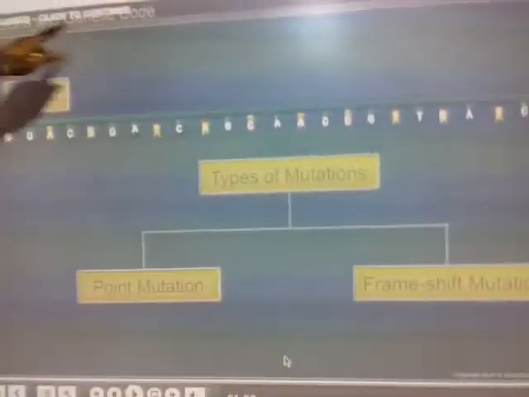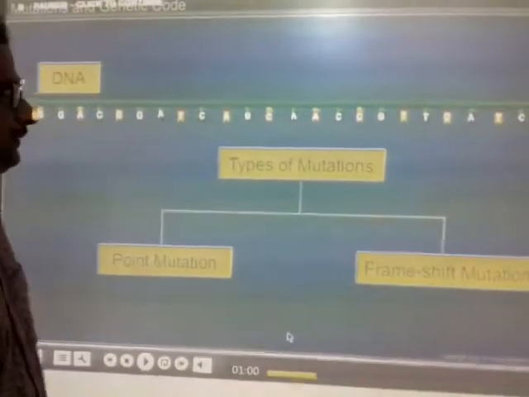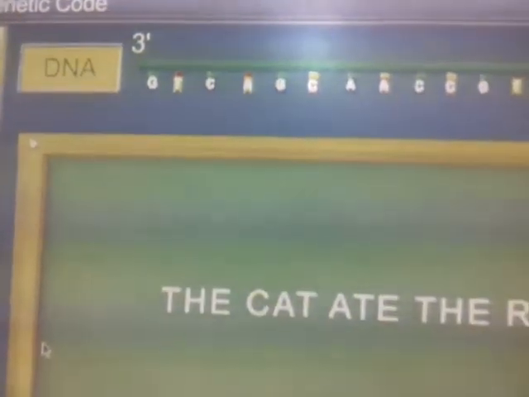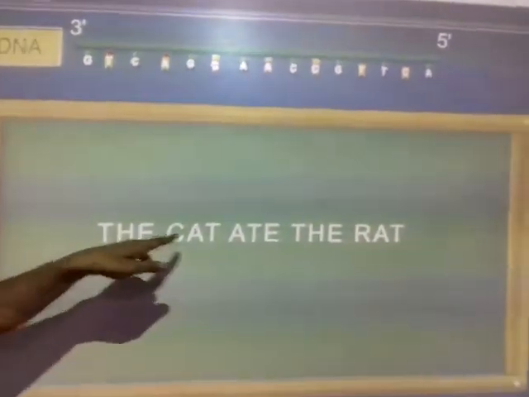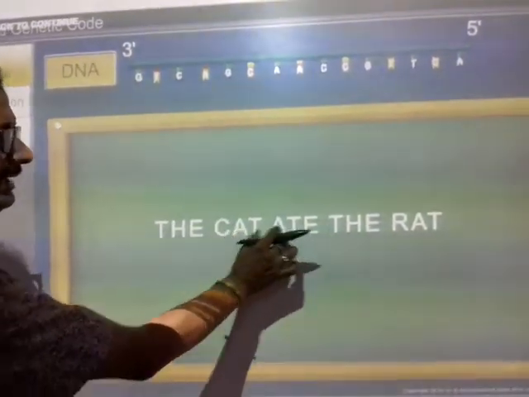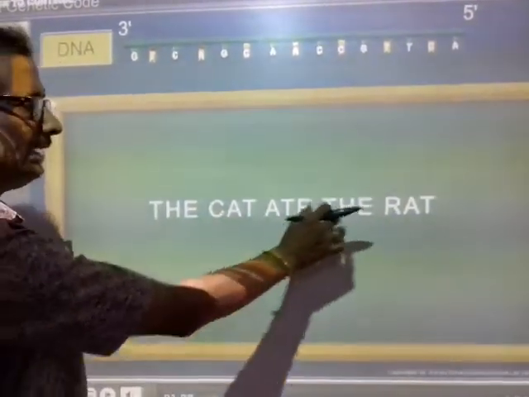So you can see here the types of mutations. There are two types: the point mutation and the frameshift mutation. This is showing a sequence of a DNA. You can see GUC, AG. All these A, T, G, C are sequenced in a form. Let us see what happens. They have given an example: the cat ate the rat. This is just an example. There are three alphabets to show that these are the codes of the amino acids.